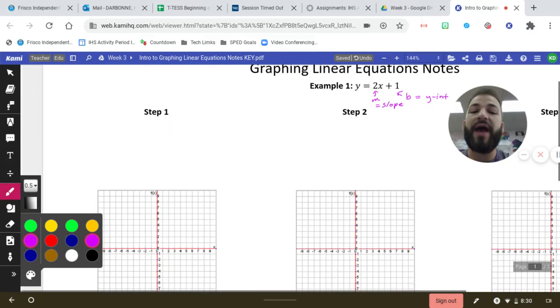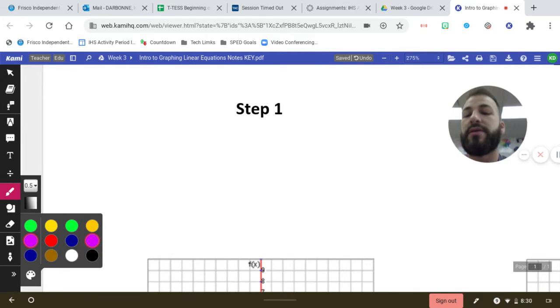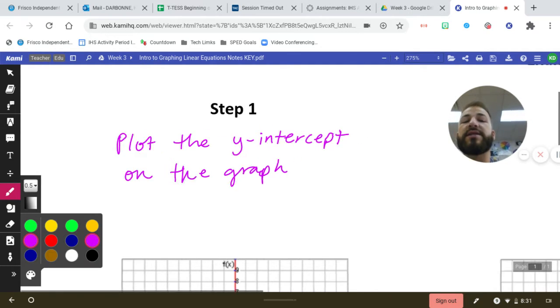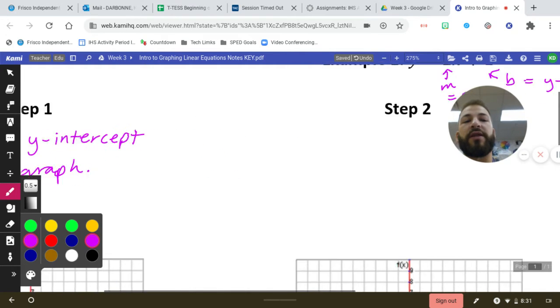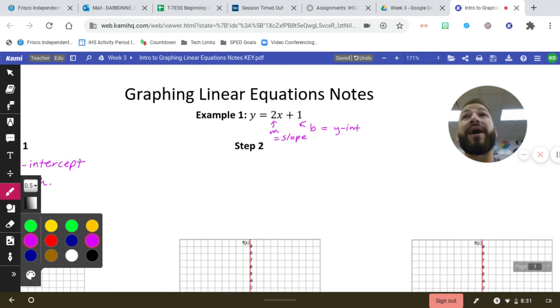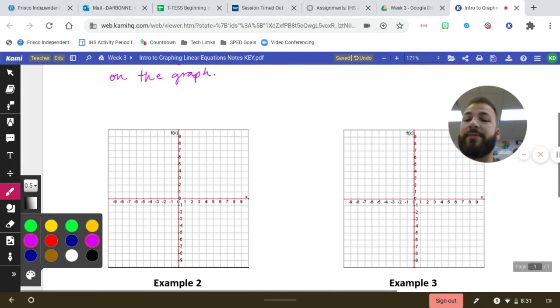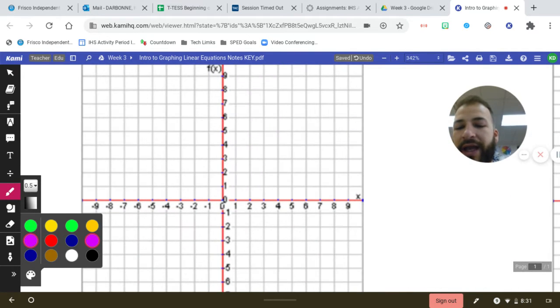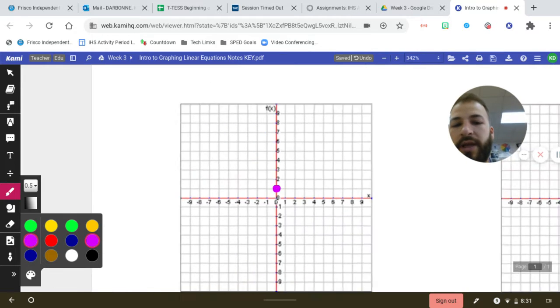So our first step every single time is going to be to plot the y-intercept on the graph. The y-intercept is always going to serve as our first point when graphing a linear equation. So our y-intercept is positive 1. On the y-axis, and I'm graphing on the y-axis because it's a y-intercept, I'm going to plot a point right here at positive 1. Okay, so that is my step 1.